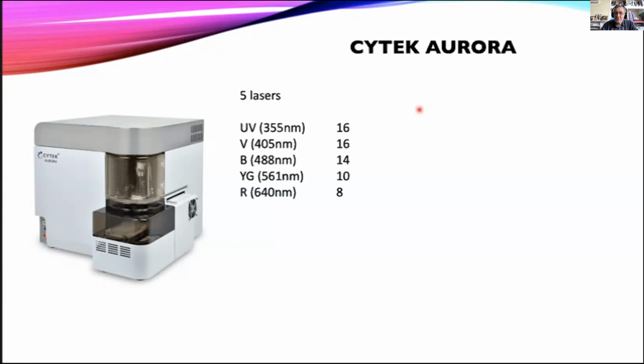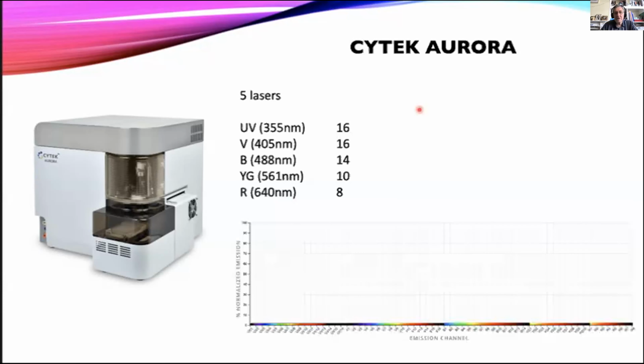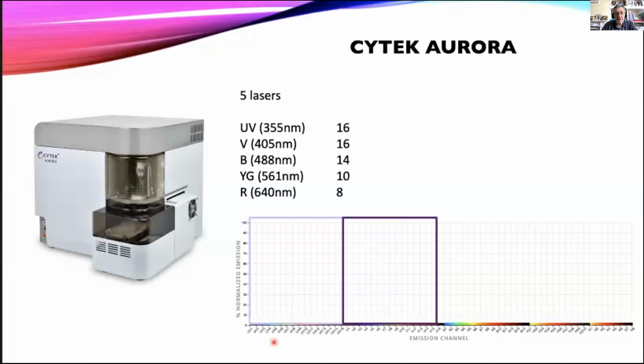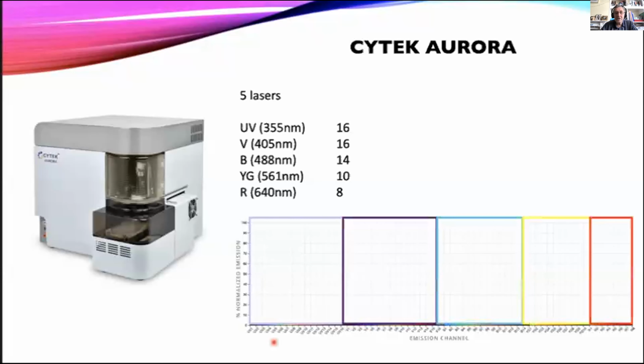With our full spectrum analyzers, we may need to look at our data in a slightly different way. You'll be seeing a few of these ribbon plots today. I'm sure you can't read the x-axis there, but this gives the laser and the number of detection channels that each has. So here's our ultraviolet laser, then our violet laser, blue, yellow-green, and red. And as you can see, there are fewer channels in the red than there are in the UV.